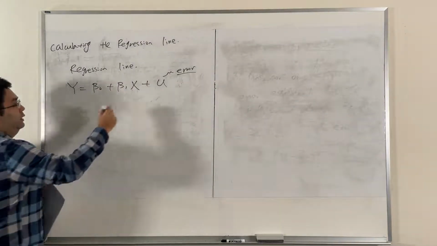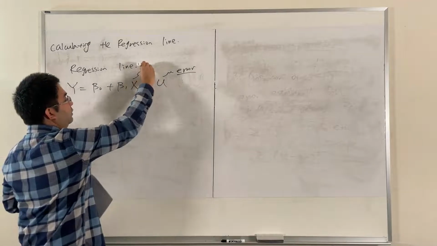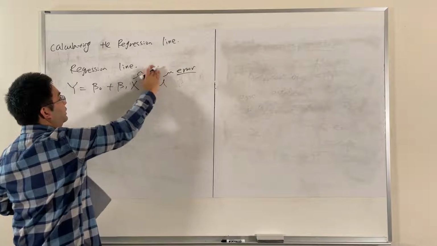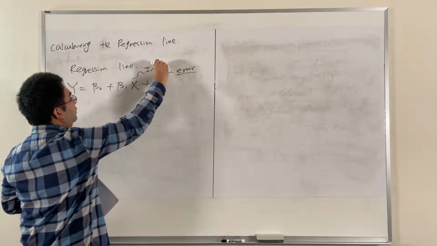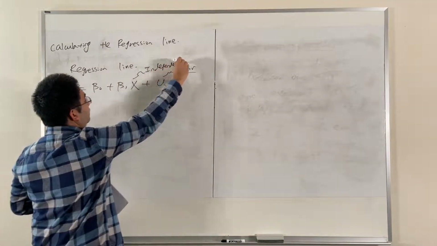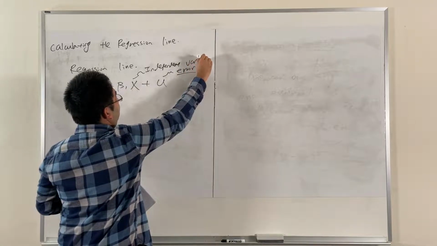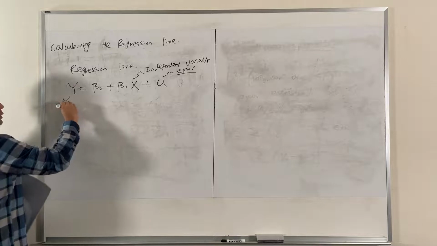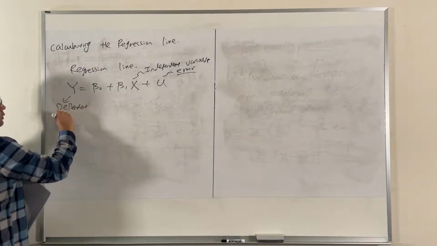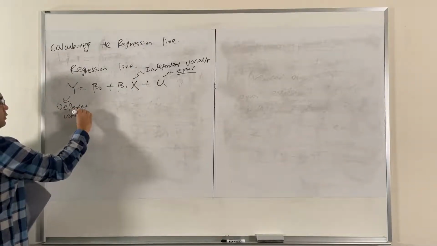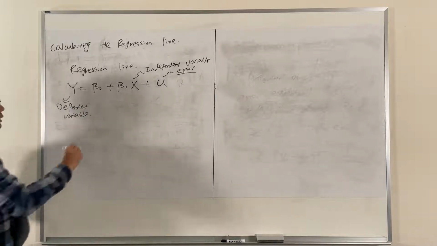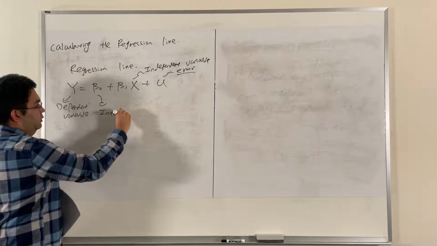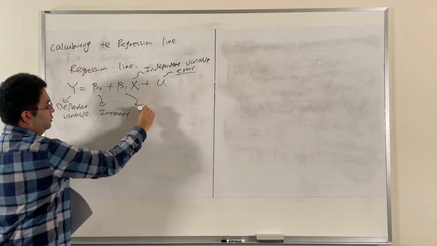Okay, and then this is our independent variable. And this is our dependent variable. Okay, and then beta naught here is our intercept. Beta 1 is our slope, right?